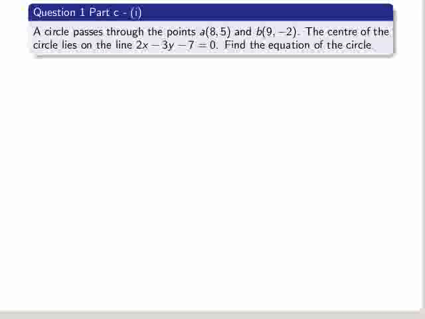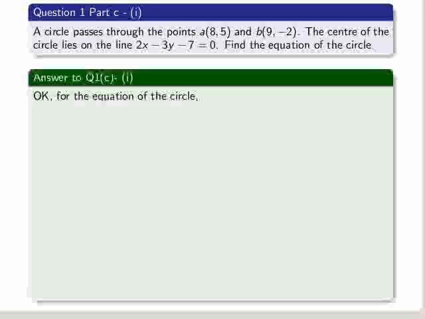A circle passes through the points A, which is 8, 5, and B, which is 9, minus 2. The centre of the circle lies on the line 2x minus 3y minus 7 equal to 0. Find the equation of the circle.